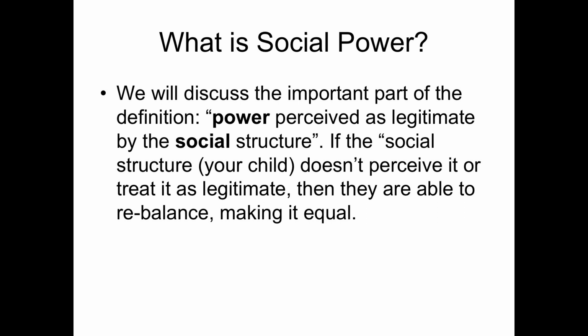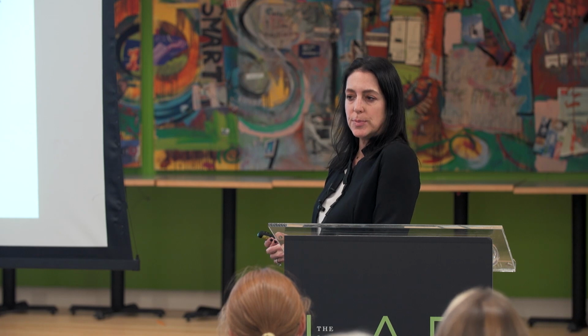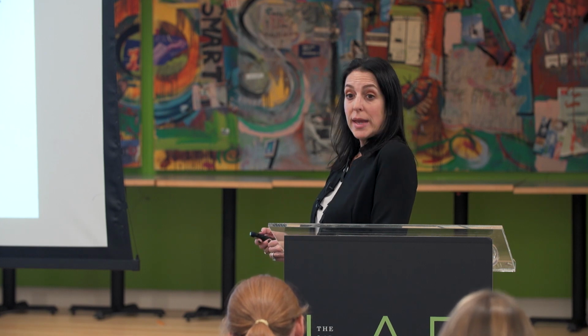Okay, so this is what we're going to go back to later. But the social structure: if your child doesn't perceive the social power move as legitimate, then they're able to rebalance it and make it equal. So this is really important to teach our kids: just because someone has assumed power over you, it doesn't mean they have power. We give them power by not challenging the dynamic.